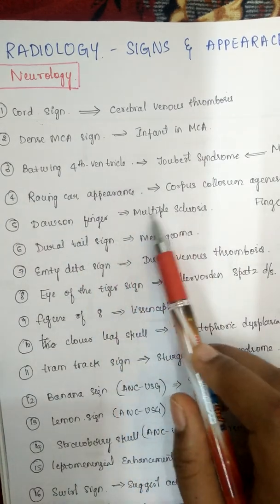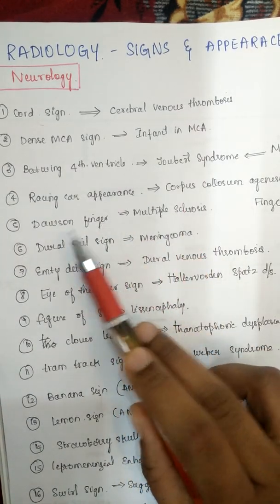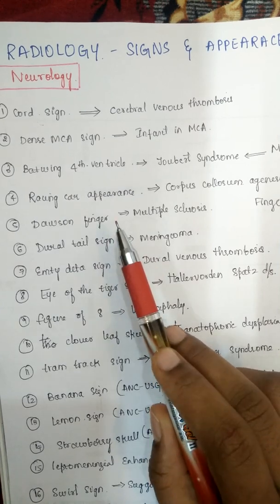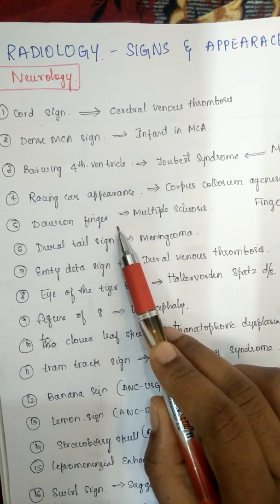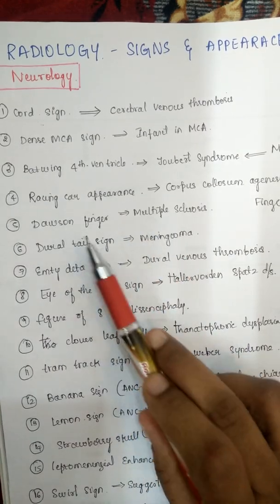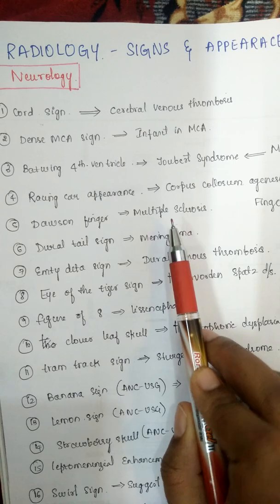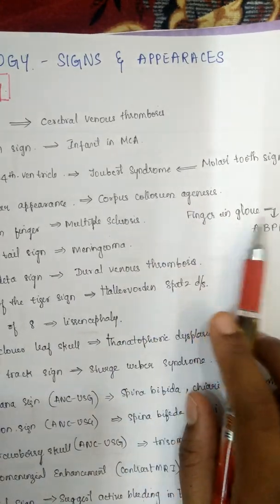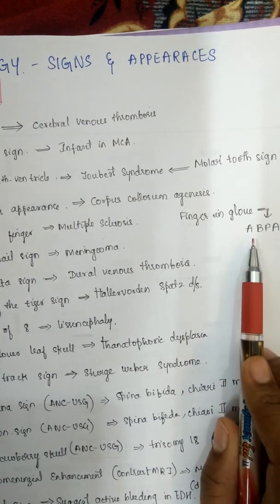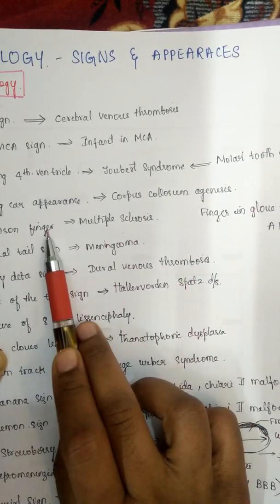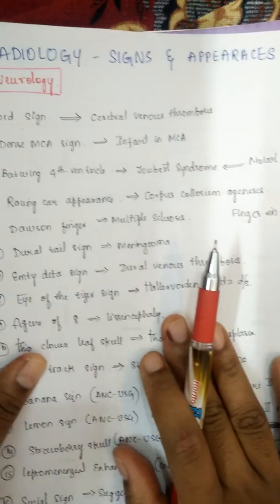Next, in multiple sclerosis, Dawson fingers. Dawson fingers are finger-like projections which are perpendicular to the ventricles. This is in multiple sclerosis. Another one is finger in glove. Finger in glove appearance is seen in ABPA, allergic bronchopulmonary aspergillosis. One finger is Dawson finger, the other one is finger in glove appearance.